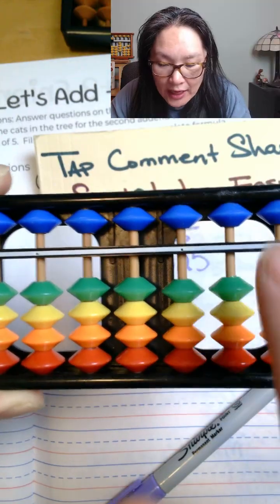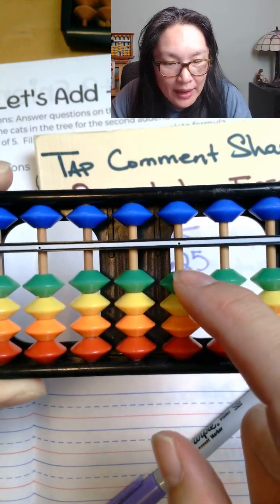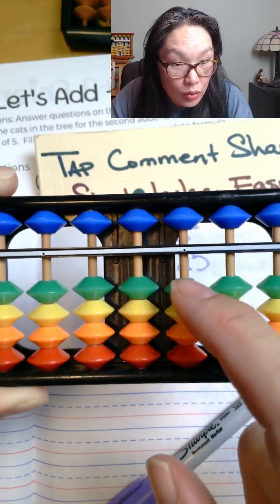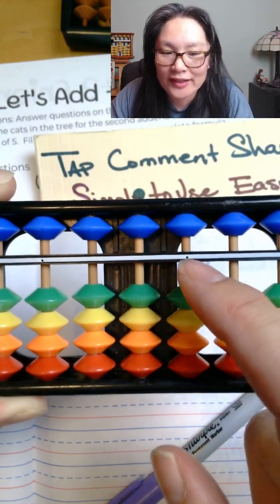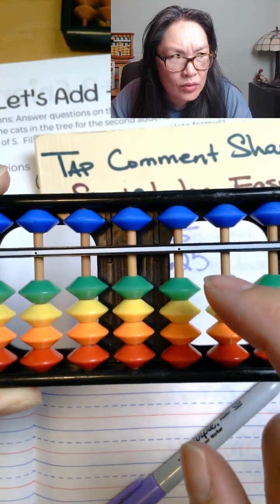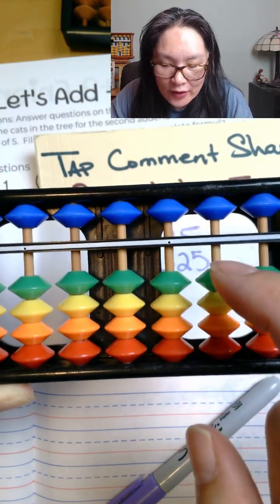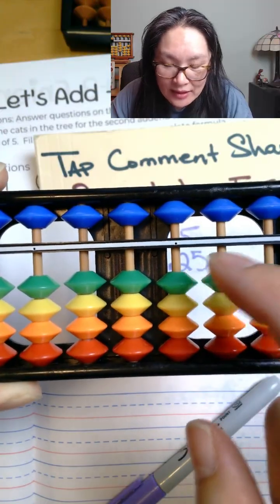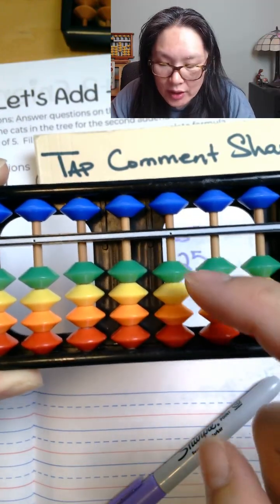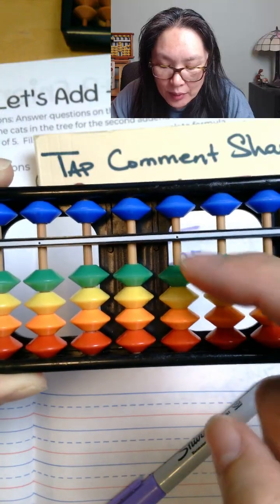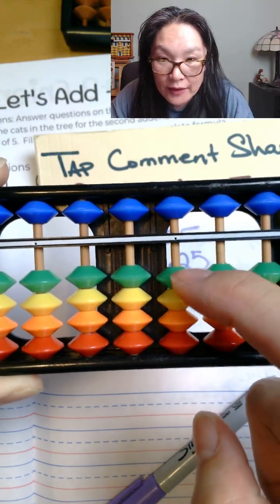Actually, it's not the value of each color. The color doesn't really matter. Okay, sorry. So the color is not necessarily the issue. It's the placement of the beads on the abacus.